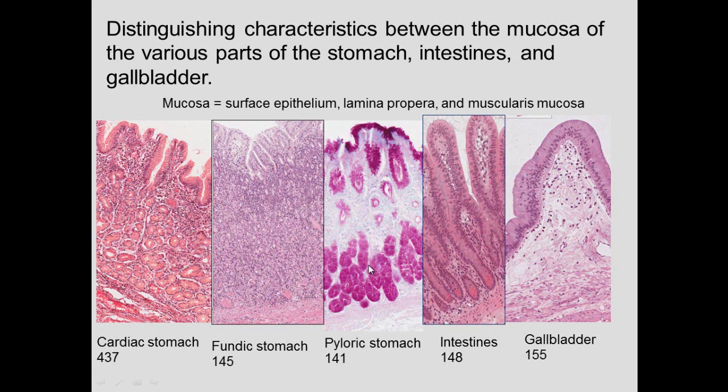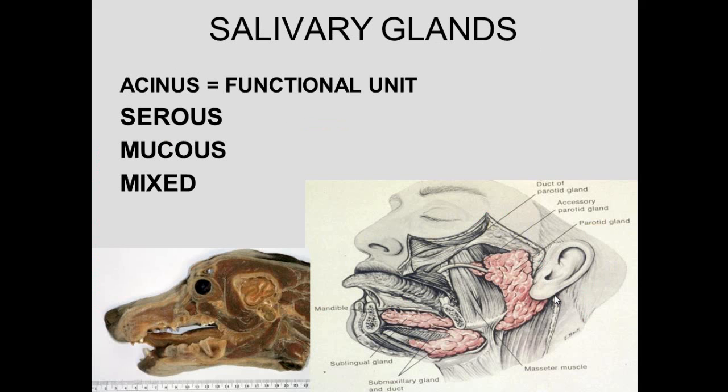The mucosa that we want to look at is the surface epithelium, lamina propria, as well as the muscularis mucosa that's down below.